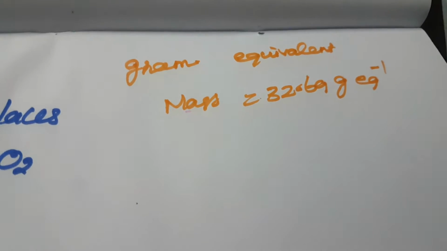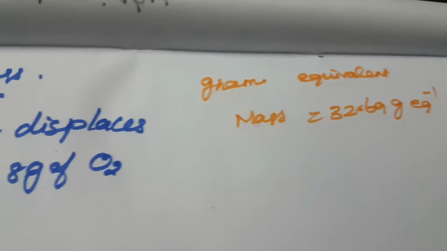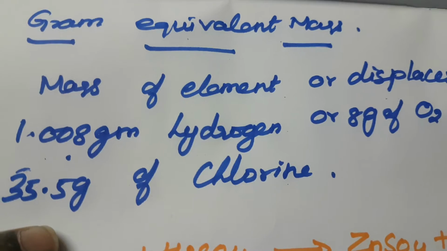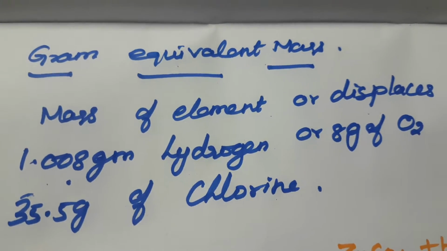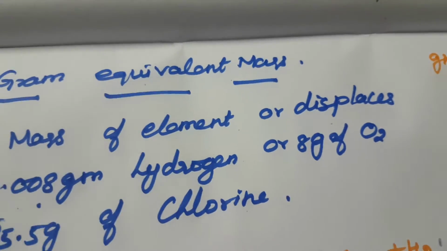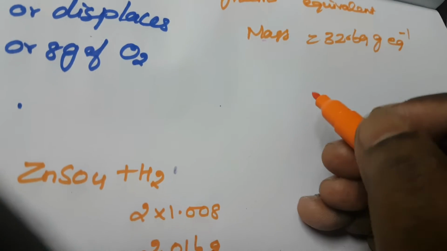The next one is based on this. There are 3 references, namely hydrogen, oxygen and chlorine. We cannot conceive of every reaction with only the 3 references. Therefore, a more useful expression is gram equivalent mass. So how to calculate? What is the definition of gram equivalent mass?